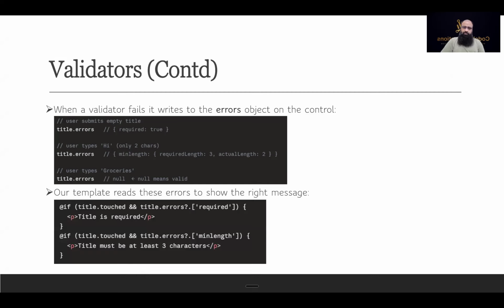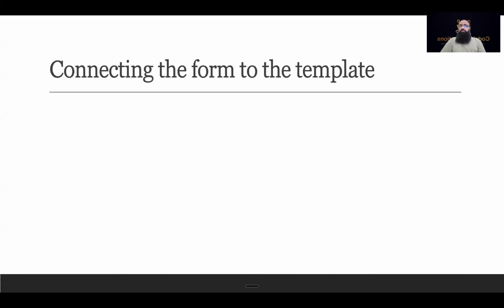Let's say if title dot touched is true, it means the user has interacted with the control, not the form, this is the control. And then if the title has any error, either required or min length, based on that we can show a paragraph like title required within a p tag. In a similar way, it's up to you if you want to show a div or anything. That's not the concern, but you can see the if conditions are helping us show certain HTML elements.